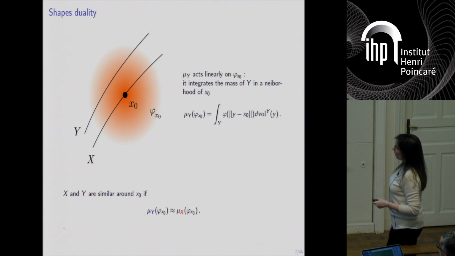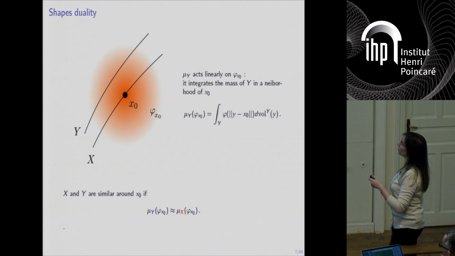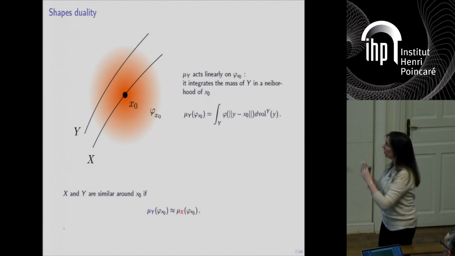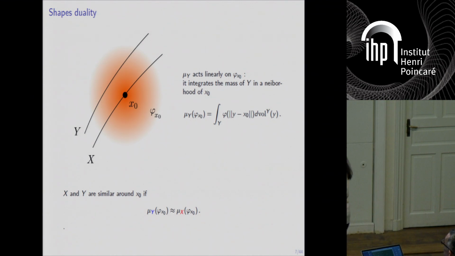And then you just have to say that two shapes x and y are similar around x0 if, when you integrate the mass of y in this neighborhood and you integrate the mass of x in this neighborhood, you obtain the same answer. So you have locally the same amount of mass in this small fixed neighborhood.